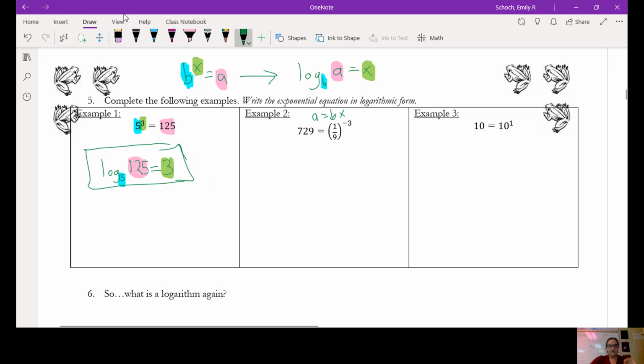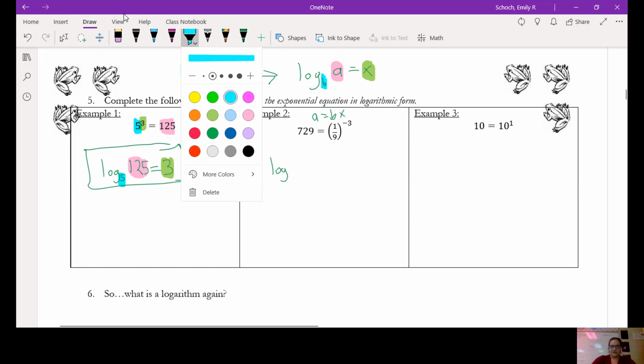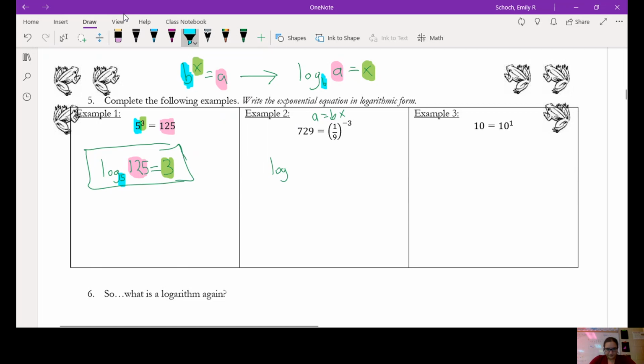So I'm going to have log. Okay, and the next thing that I'm always going to put is the base. So I'm looking for what is the base of this exponential expression. The base is whatever's raised to the exponent. In this case, the base is 1/9. So the base of my logarithm, the little number down here, is 1/9.